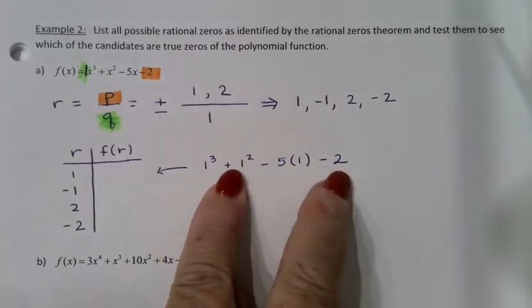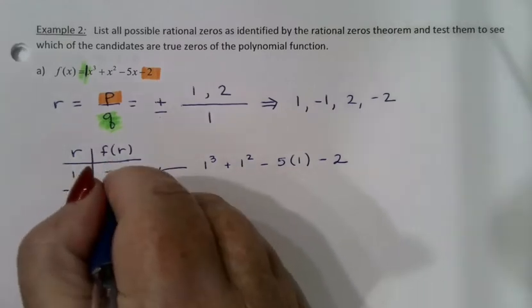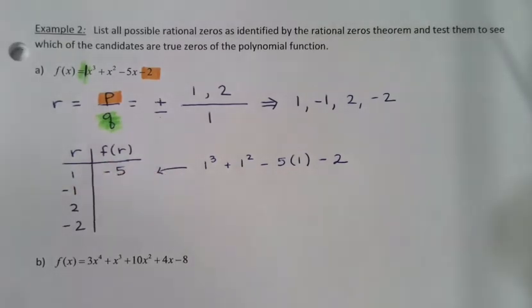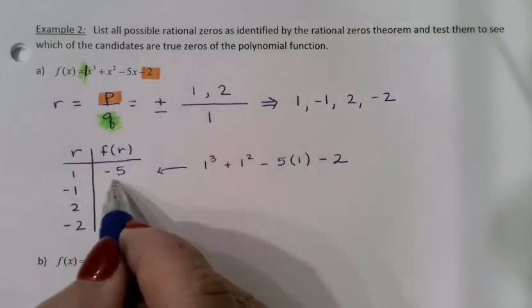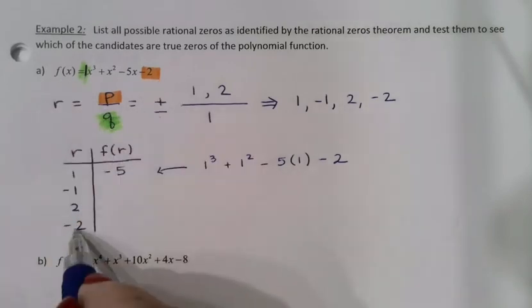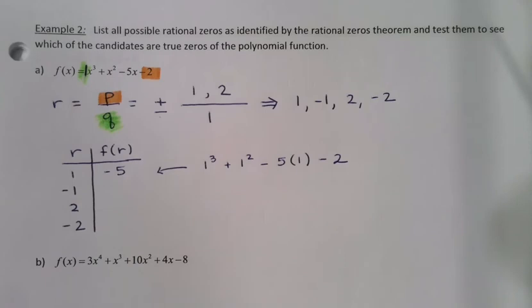2 minus 2 is 0, negative 5 is what I'm going to get there. And clearly I did not get 0 there. Right? I could do that with each one of these. I could plug negative 1 in, find out what I get, plug 2 in, plug negative 2 in, and see which one actually gives me a 0. Now, plugging that in by hand and doing the arithmetic by hand is kind of a pain. So generally speaking, I will just use a calculator or Desmos to do this.